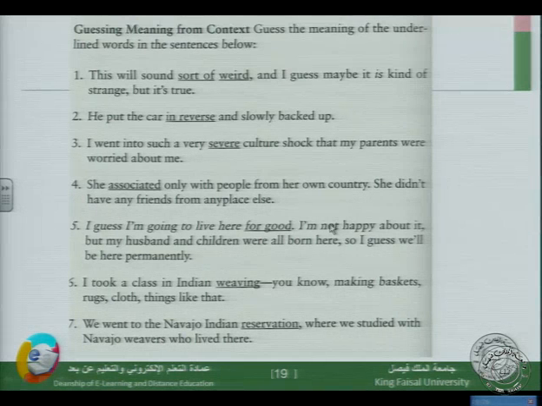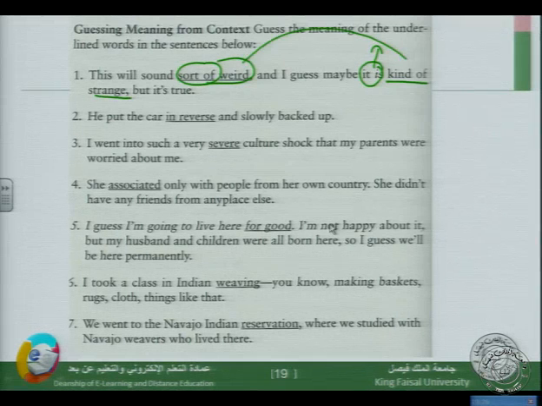Okay, this will sound sort of weird, and I guess maybe it is kind of strange, but it's true. Sort of weird. And I guess maybe it is, this one, we said it gives a definition. Kind of strange means sort of weird. Okay? He put the car in reverse and slowly backed up. In reverse means to back up.